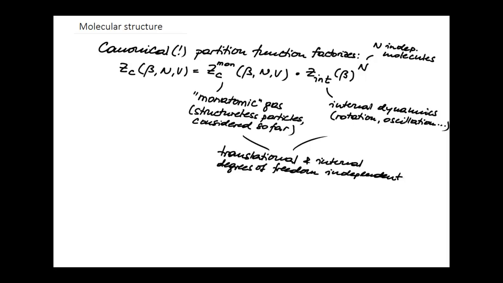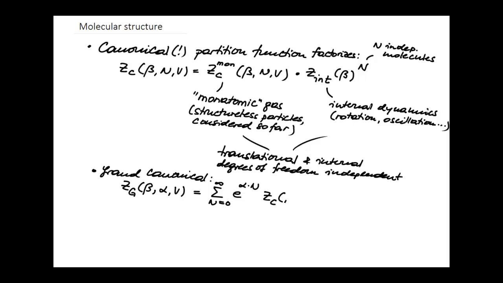This holds for the canonical partition function, but of course at the end of the day we've used the grand canonical partition function with so much success that we would like to go back to the grand canonical partition function. And you may remember that we can obtain the grand canonical partition function from the canonical partition function by a discrete Laplace transform. So the grand canonical partition function as a function of beta, alpha, and volume, that's this discrete Laplace transform. It's the sum over n from 0 to infinity, e to the power alpha times n, and then times the canonical partition function as a function of beta, particle number, and volume.